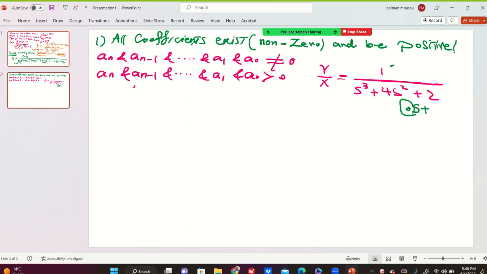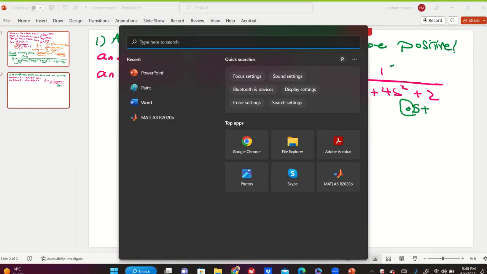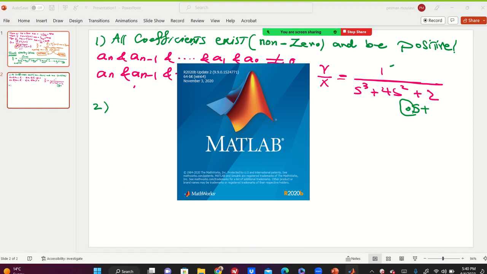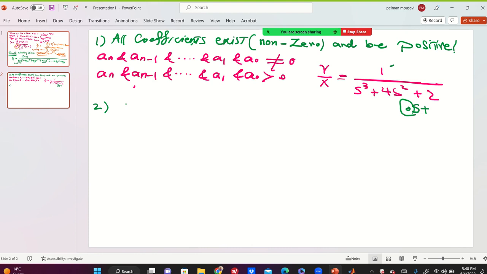See what I'm saying? Okay. So even that, if you go to the MATLAB, until it comes up, we can continue. I'm going to show it to you. Second condition is that if the first condition is satisfied, you have to make a table.